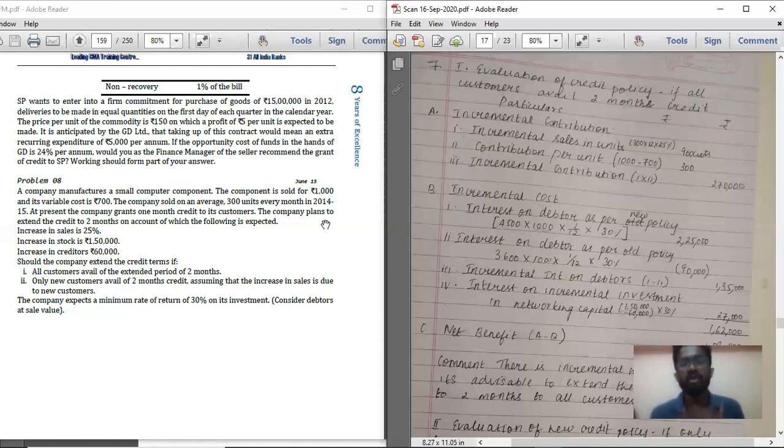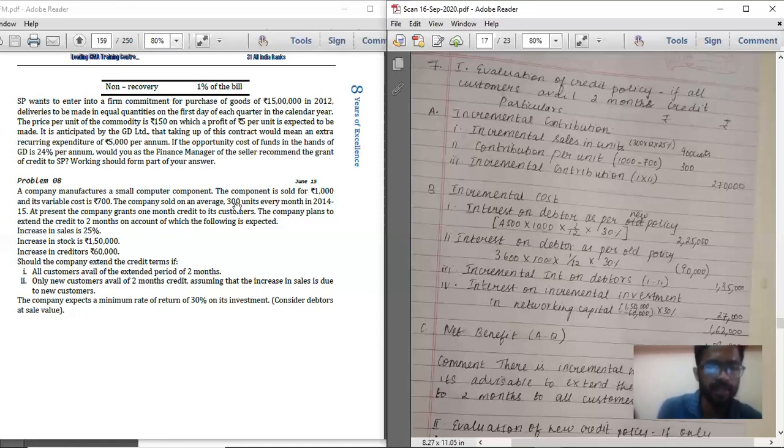And what you should do is below that calculate, put small Roman number 2. Small Roman number 2, interest on debtors as per old policy. We should deduct the interest on debtors as per old policy so that we can find the incremental cost. So below that record interest on debtors as per old policy.